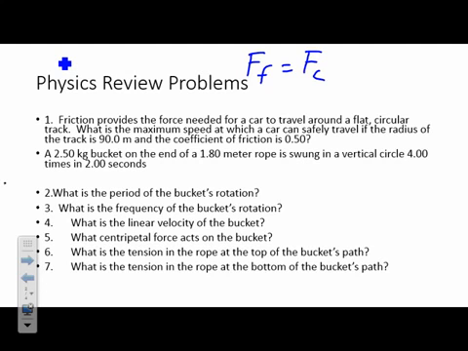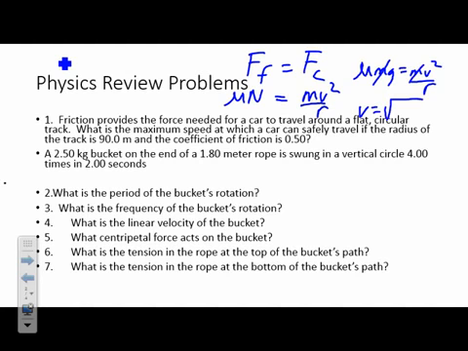You want to show all your steps. So you know that FC is mv squared over r, and that friction is mu times N. This specifically tells us that this is taking place on flat ground, which means the normal force is equal to mg. Your masses cancel. We solve that equation out for v. We would get v equals the square root of r mu g. And then we would plug in numbers from that point.